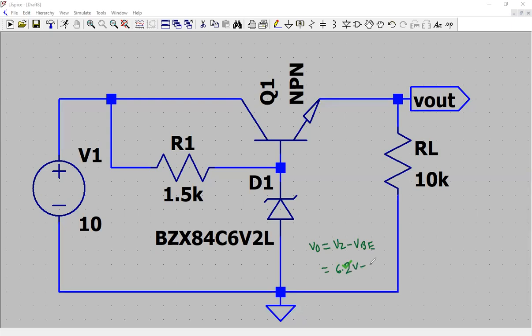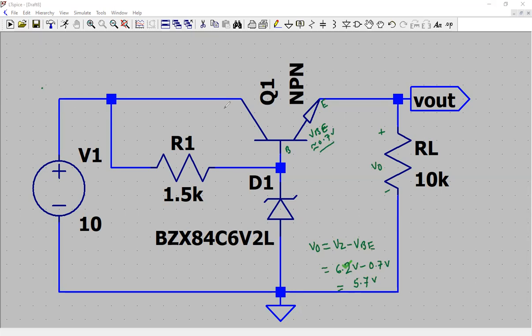6.2 volt minus 0.7 volt. So it's about 5.7 volt approximately, considering the base to emitter VBE drop of the silicon PN junction of the silicon transistor is about 0.7 volt. Okay, so that's the voltage you are going to get at the output.